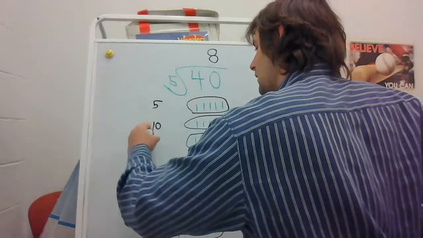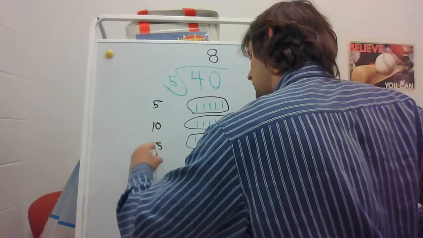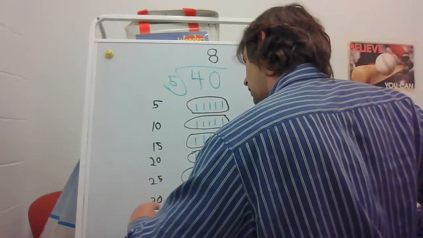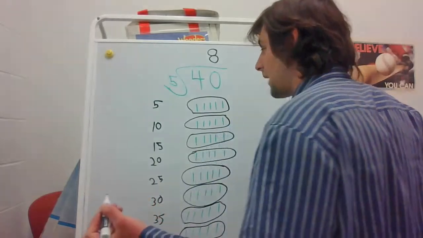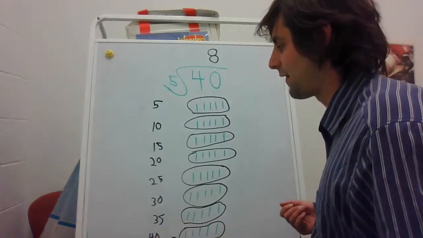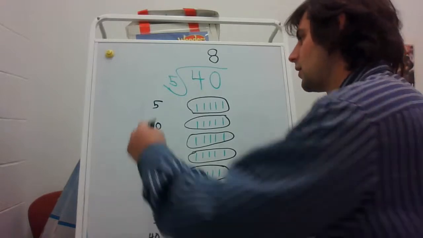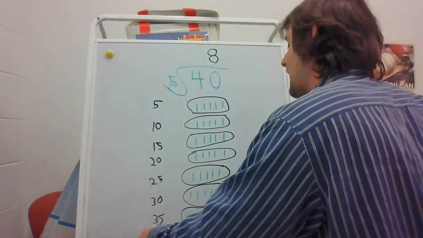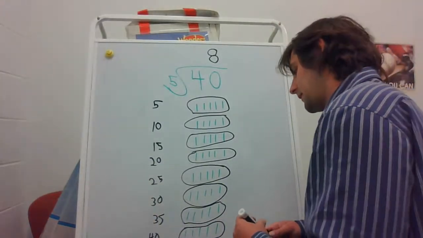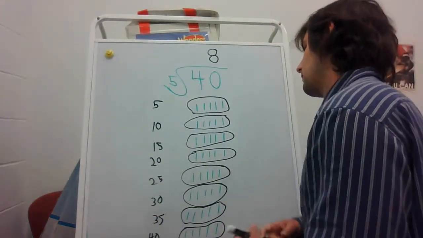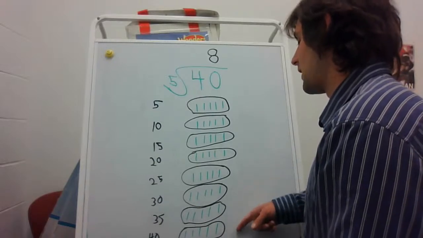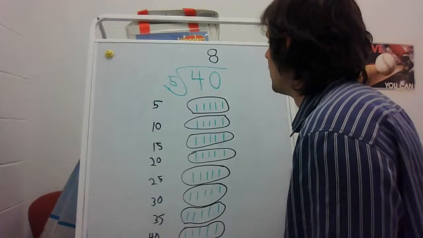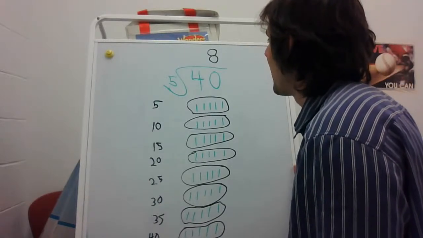5, 10, 15, 20, 25, 30, 35, 40. And then I'll simply count how many times I had to count by 5 to get to 40. 1, 2, 3, 4, 5, 6, 7, 8. So either way, you get the same answer. 40 divided by 5 equals 8.